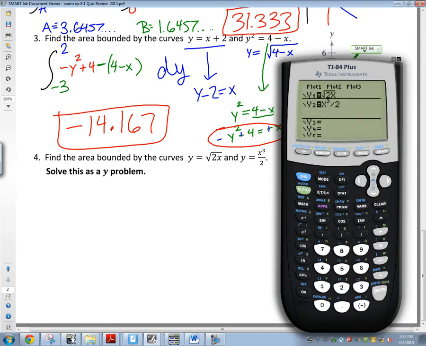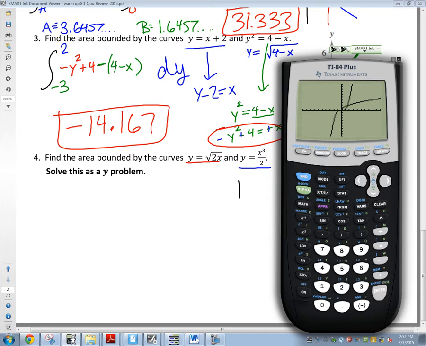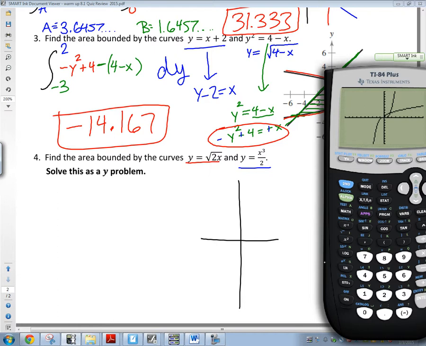So I have my two equations typed in, the square root of 2x, that's this one, and x cubed divided by 2, it's that one. Let's graph it. So I've got a teapot graph there, along with an S-curve. If I were to draw this picture, I've got this teapot looking graph here, this red graph doing this thing, and then I've got this blue one going up like that. So the bounded region is there, and it does say solve this as a y problem.